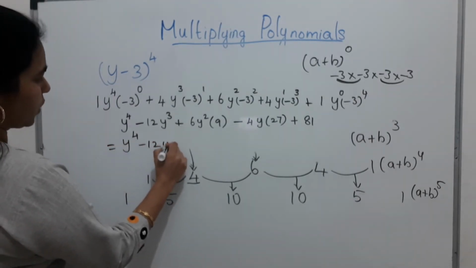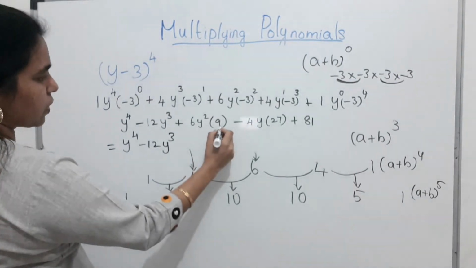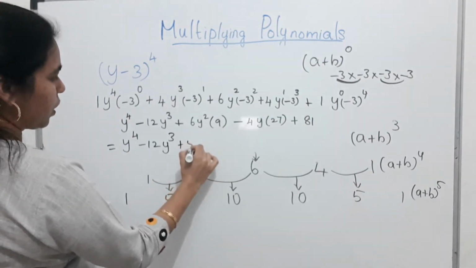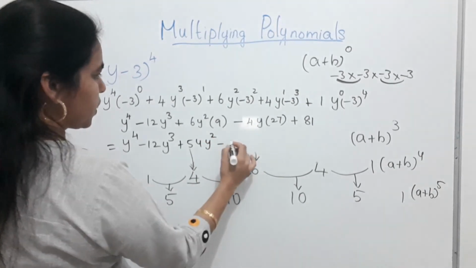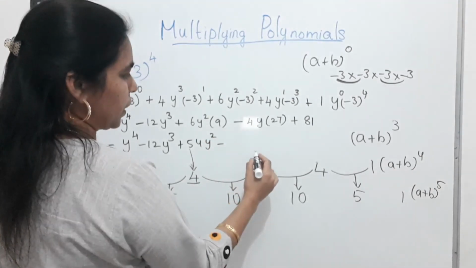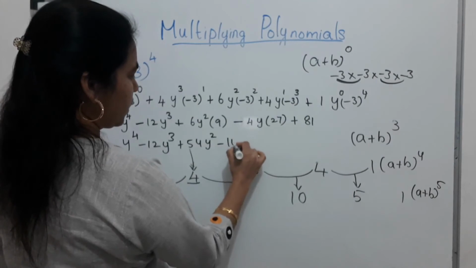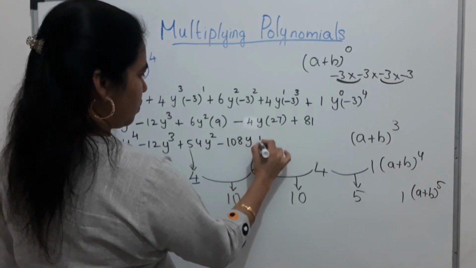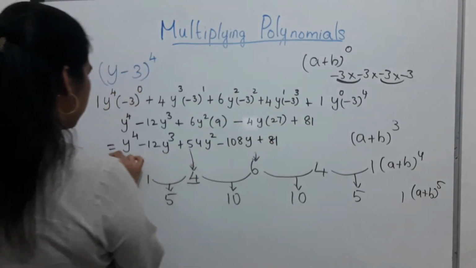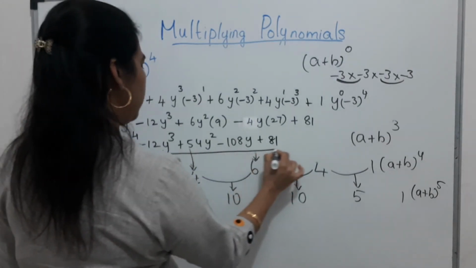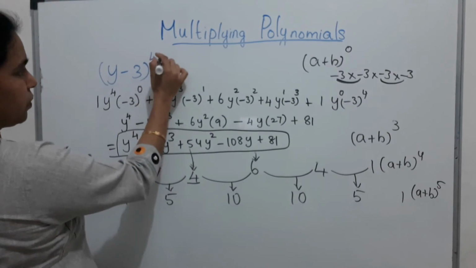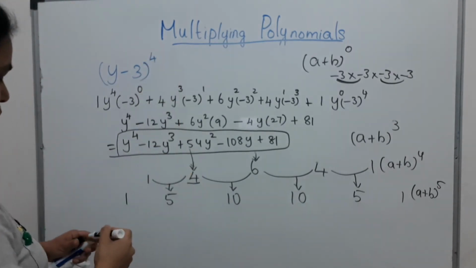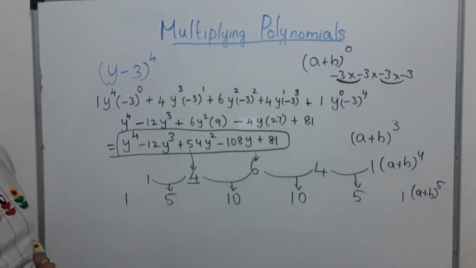Minus 12y cube. 9 times 6 is actually 54. 54y squared. And then minus 27 times 4 will be 108y plus 81. So this is how you can expand the brackets having high powers like this. So it's easy when you use the Pascal's triangle.